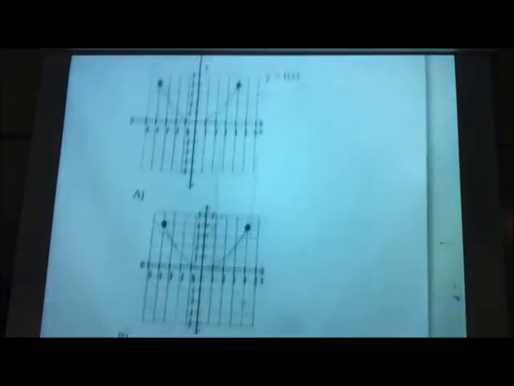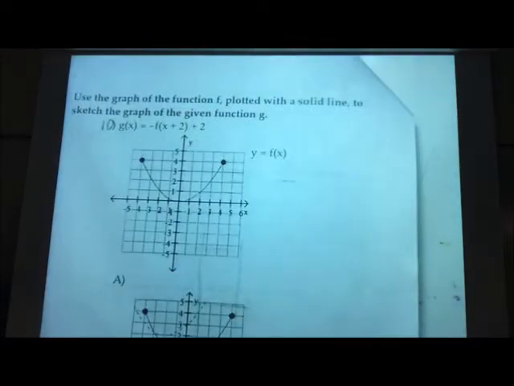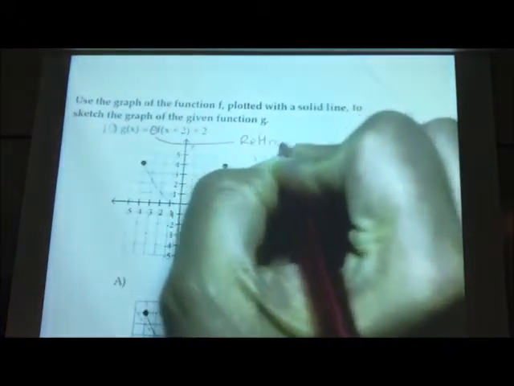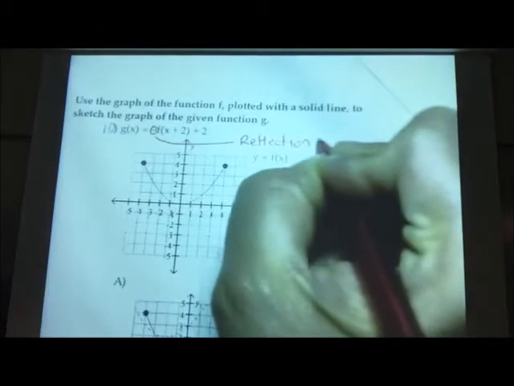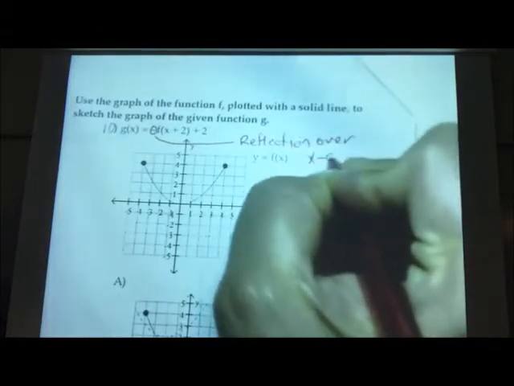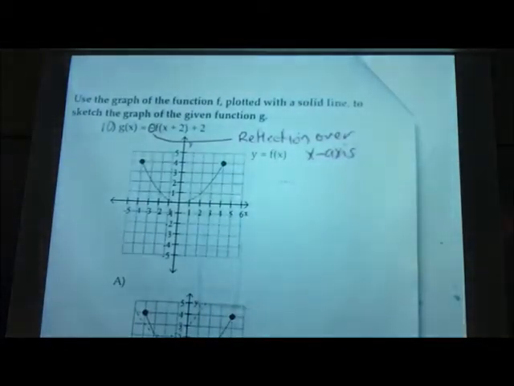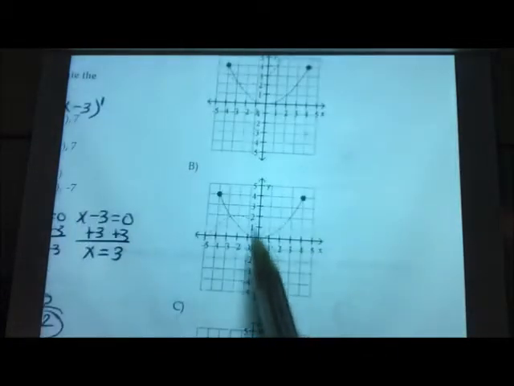Number 10, we're looking for transformations. Anytime there is a negative up in the front, there is a reflection over the x-axis. So right away my answer has to flip over the x. So A cannot be my answer because it doesn't flip over. B could be my answer because now it opens down. C could be my answer, and D could be my answer.